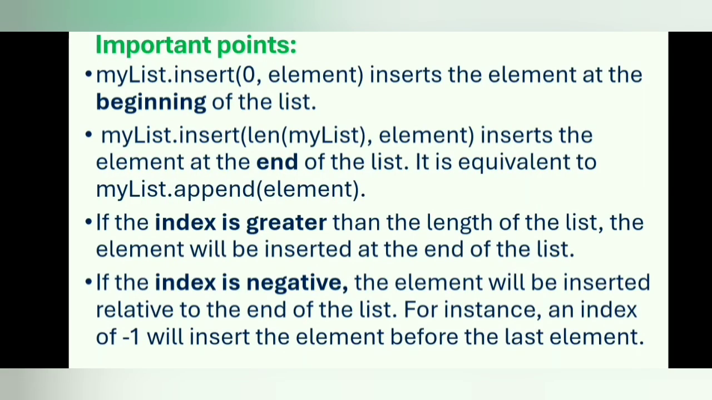Important points. mylist.insert(0, element) inserts the element at the beginning of the list. mylist.insert(len(mylist), element) inserts the element at the end of the list. It is equivalent to mylist.append(element). If the index is greater than the length of the list, the element will be inserted at the end of the list. If the index is negative, the element will be inserted relative to the end of the list. For instance, an index of -1 will insert the element before the last element.